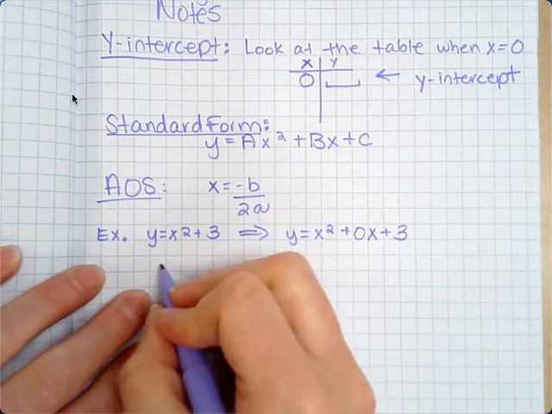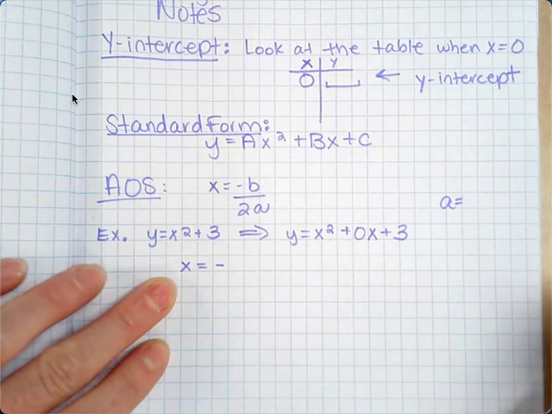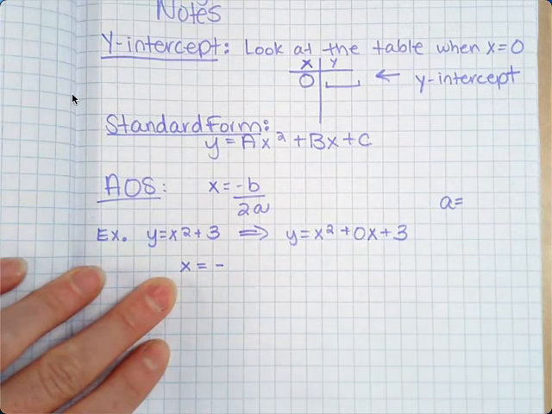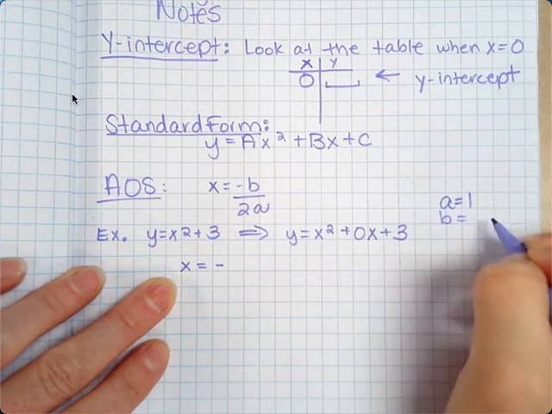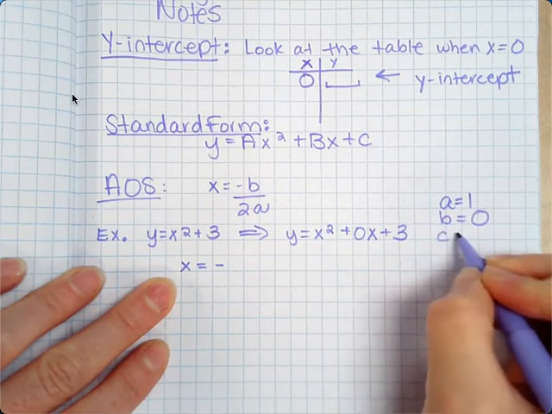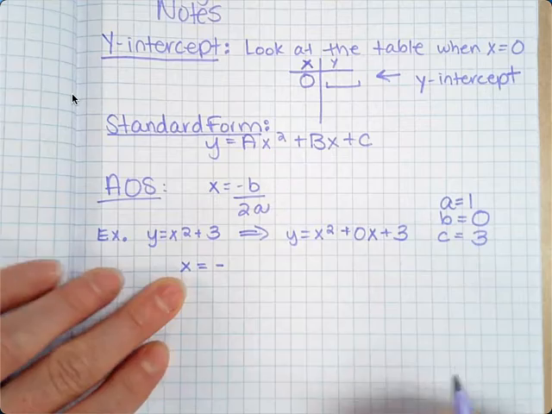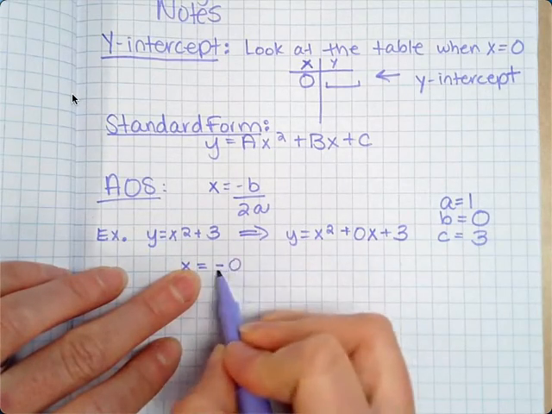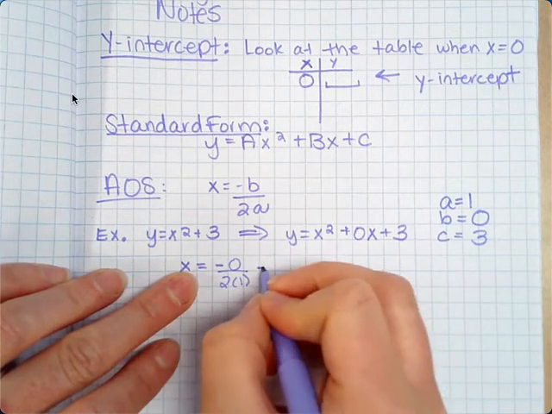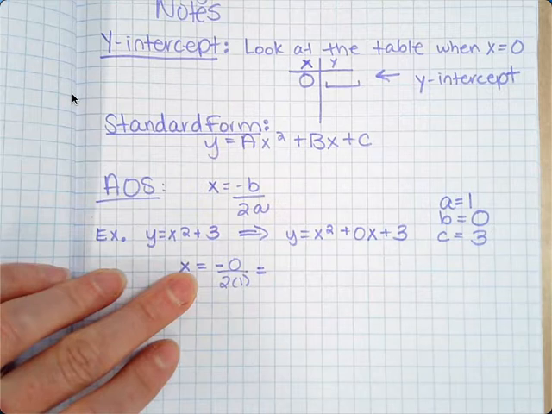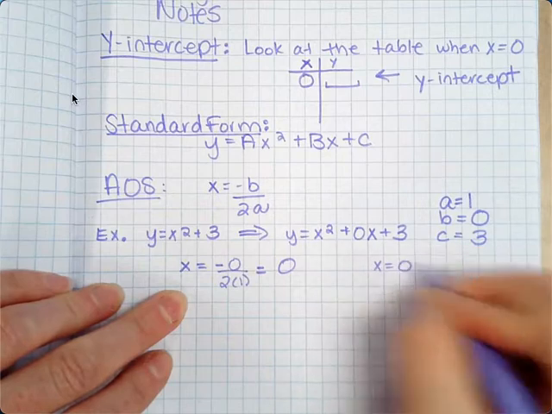So for our axis of symmetry, we'll say x equals negative the b value. So what is the a value? Let's find that out first. What's in front of x squared? 1. What is the b value? And the c value? So when we use our formula, x equals negative b, so negative 0 over 2 times 1. What is that going to actually be? 0 divided by anything. 0 cookies divided by 5 friends? 0. So x equals 0 is our axis of symmetry.